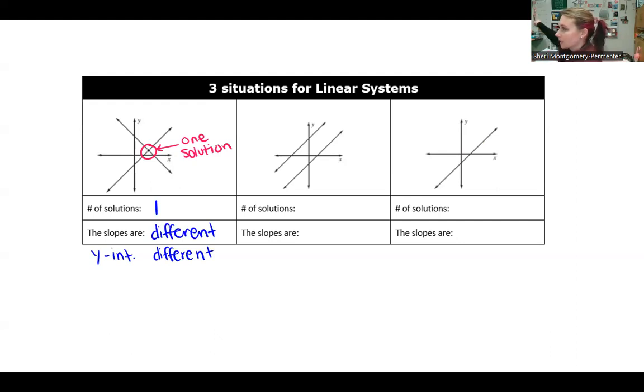Literally 3 examples. So this is the primary situation that you have. You got 2 lines, they're different, they intersect, and the answer is where they cross. So it's naming that point. Another situation that happens, what kind of lines are these? Parallel, very good. These are parallel. And how many times are those going to cross? Never. So the number of solutions, there are none.